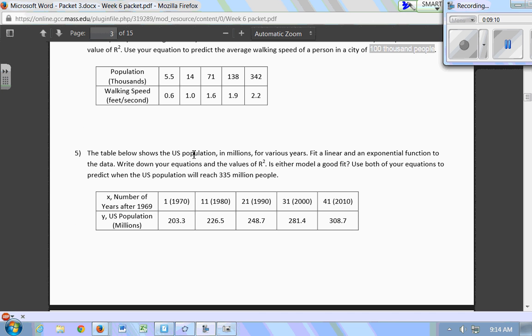All right, so we've got US population in millions. We're supposed to fit a linear function and an exponential function to the data, and then write down the equations and the r squared values, and say, is either one a good fit? Use both of the equations to predict when the US population will reach 335 million.